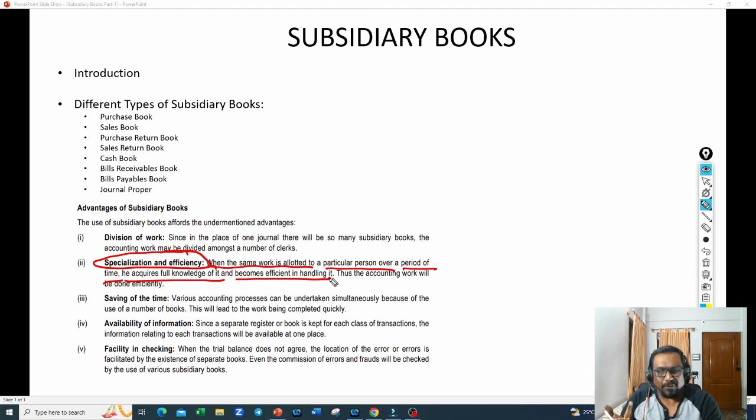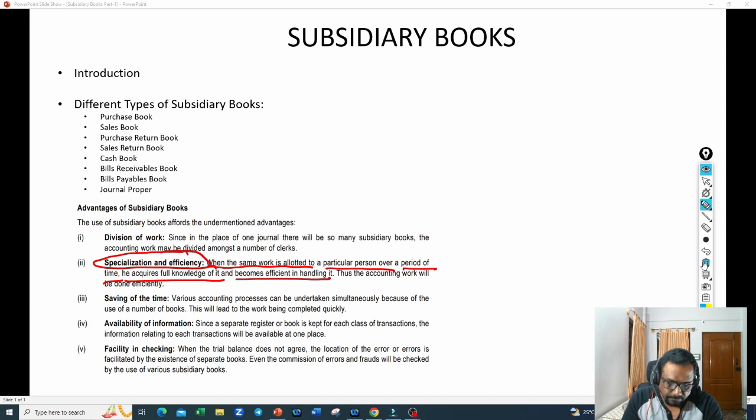Advantage is he'll become bored also. When it comes to disadvantages, I'll talk about disadvantages. Because here, when we are talking about the advantages, the one person is given that work and he'll become an expert because he keeps on doing the same work over a period of time, he will definitely get an expertise. That is the advantage.